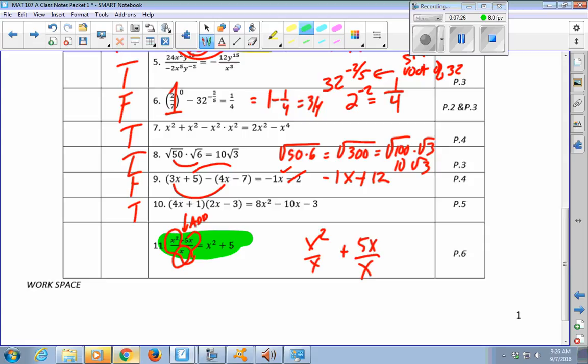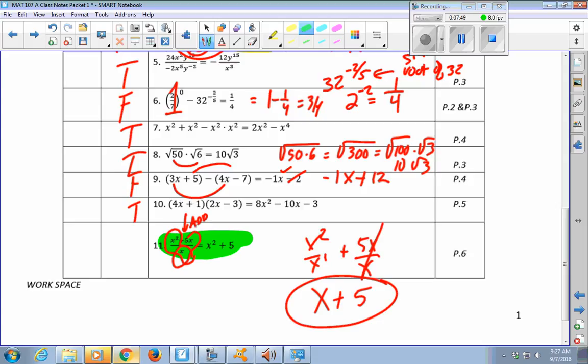If you separate it out to 2 individual fractions, you could reduce each one. X squared divided by x is x. 5x divided by x is 5. So the answer here is x plus 5. Okay, you cannot just cancel this x with just a piece of that. And that's why I purposely gave you this answer, because this is a typical error that students make.